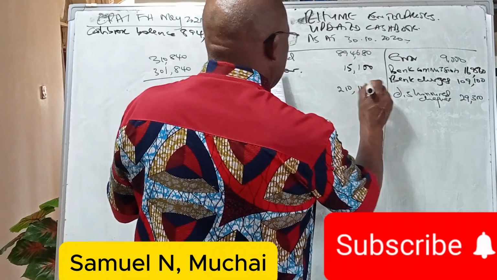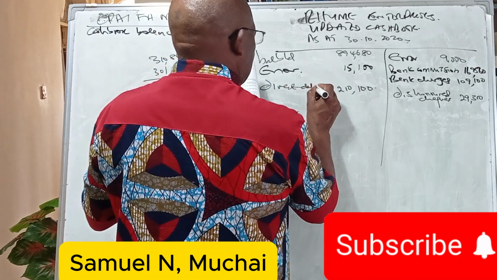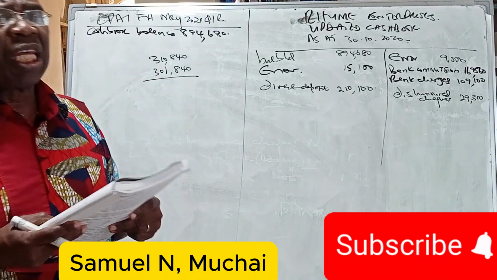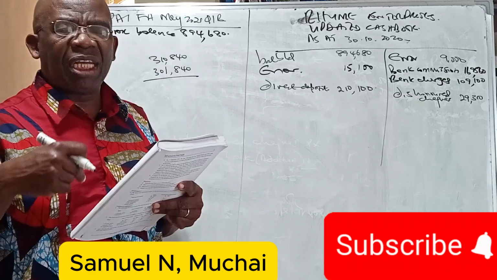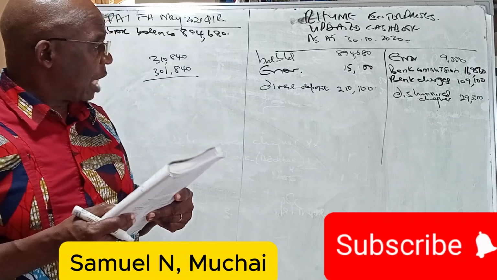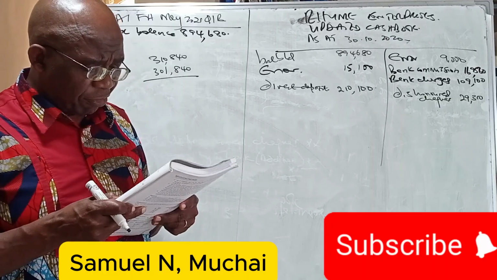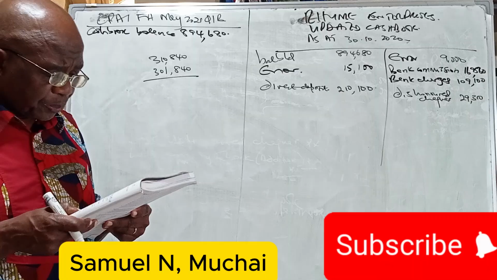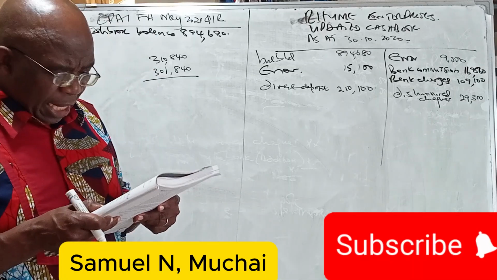210,100. These are direct deposits. Our customer decided to go to the bank. They deposited it, but before they informed us that they have deposited the money, the month had been closed, and it was a reconciling item because we never had information to that effect. So we update our cash book, 210,100.